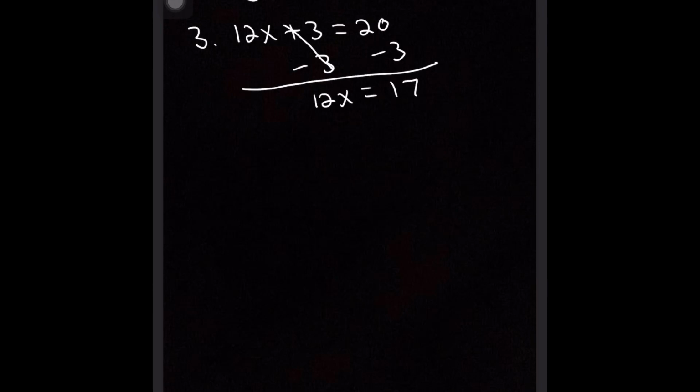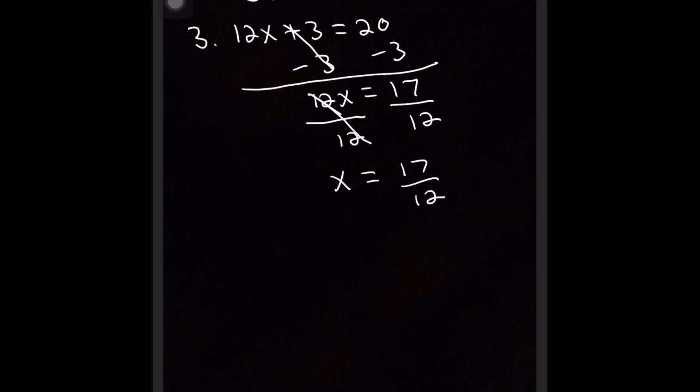And so now we're going to divide by 12. Since that's 12 times x, we're going to do the opposite of multiplication. We're going to divide. We're going to do 12x divided by 12, and those are going to cancel out. And then we have to divide by 12 on this side, and we're going to get x equals 17 over 12.